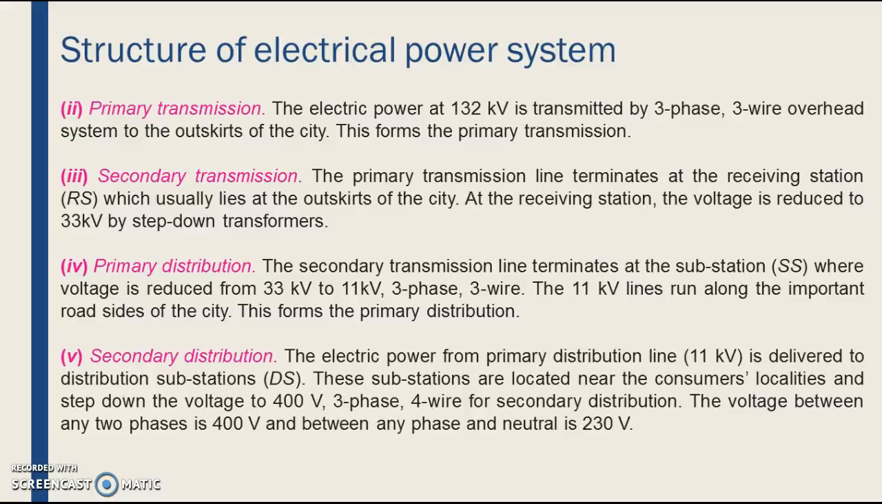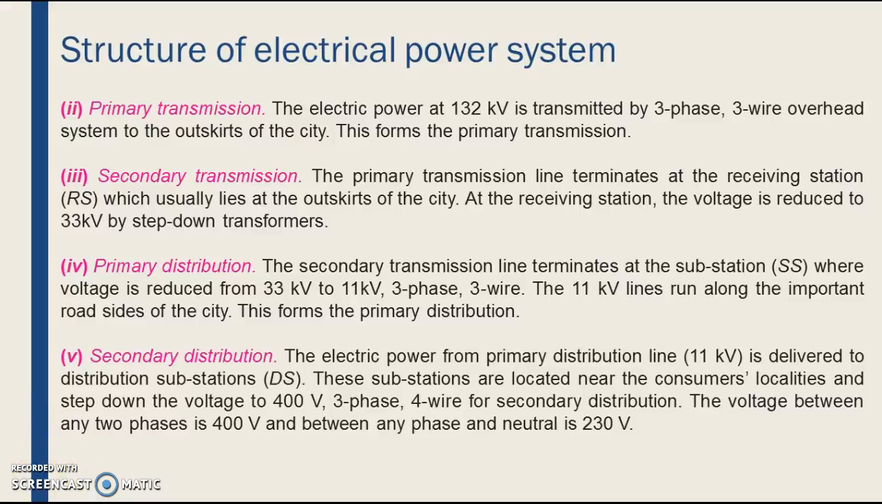Secondary transmission. The primary transmission line terminates at the receiving end, that is receiving station RS, which usually lies at the outskirts of the city. At the receiving station, the voltage is reduced to 33 kV with the help of a step-down transformer. From this station, electric power is transmitted at 33 kV by three-phase, three-wire overhead system to various substations located at strategic points in the city. This forms the secondary transmission.